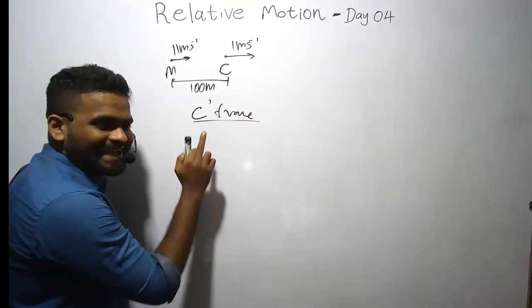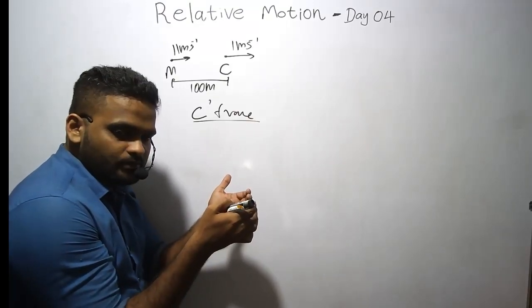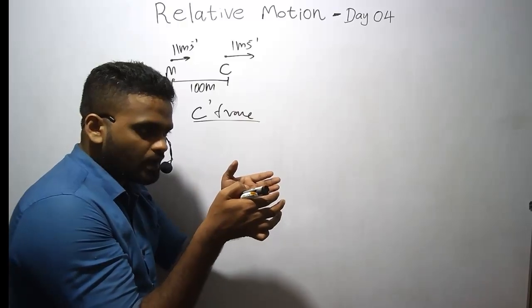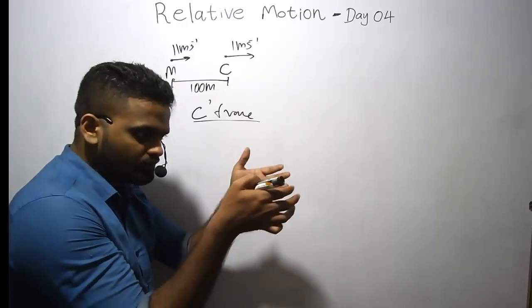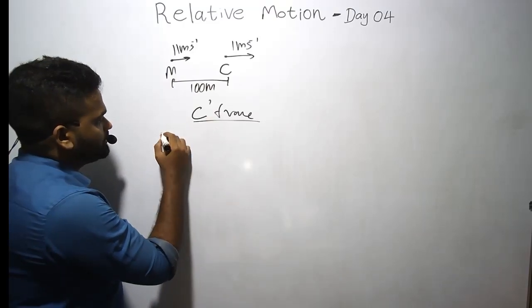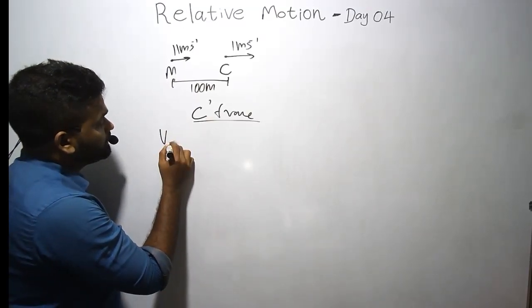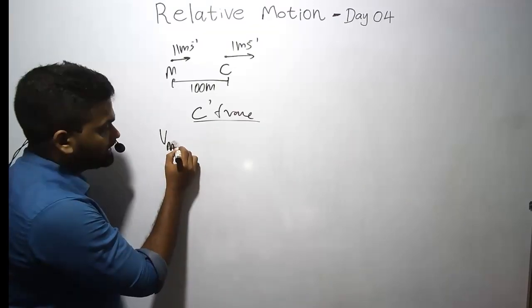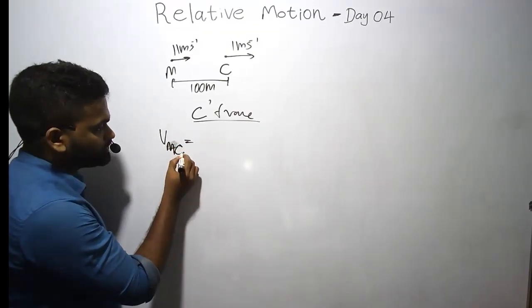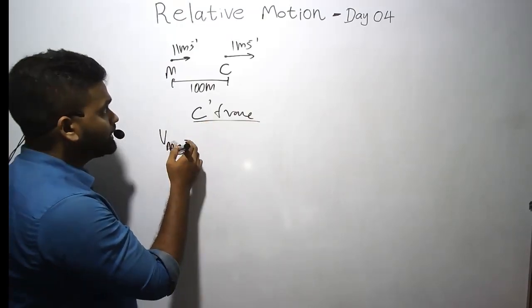Cyclist frame means everything should be relative to the cyclist. It is as if you are on the cycle, right? Everything noticed by the cyclist. Okay, what's the velocity of the motorcycle relative to the cyclist? Now the cyclist is stopped in the cyclist frame. What's the relative velocity?